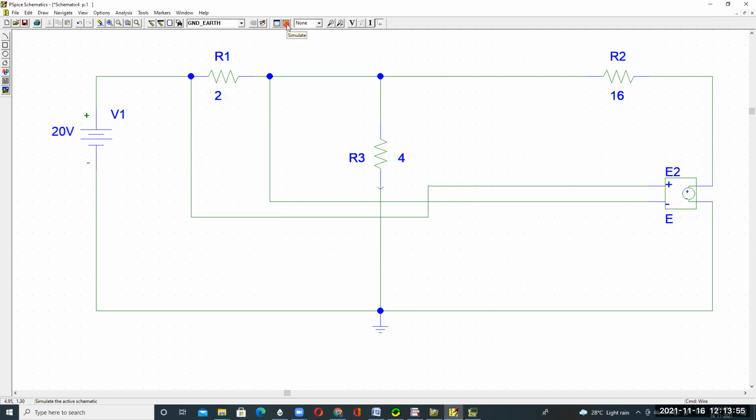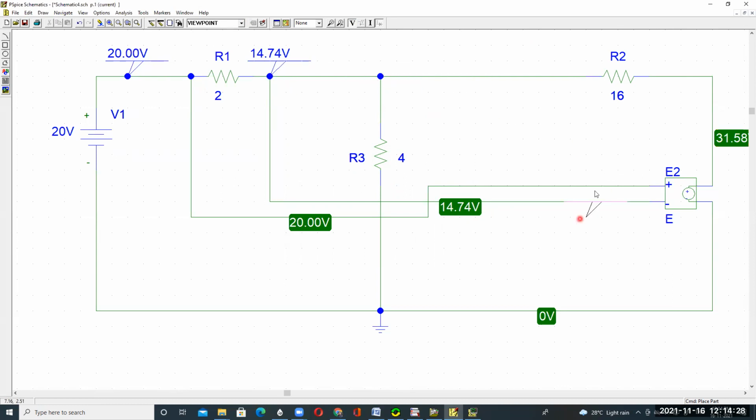And then press the simulate button, and before simulating, save this. Okay, and then you will get this output like this. By pressing V, the voltages appear like this. This is the voltage here, 20 volts. This voltage here is 14.74. By placing the viewpoint here, you can easily identify the voltages. This is the source voltage 20, this is the node voltage here, and after this the voltage 31.5 appears. This is the voltage-controlled voltage source.